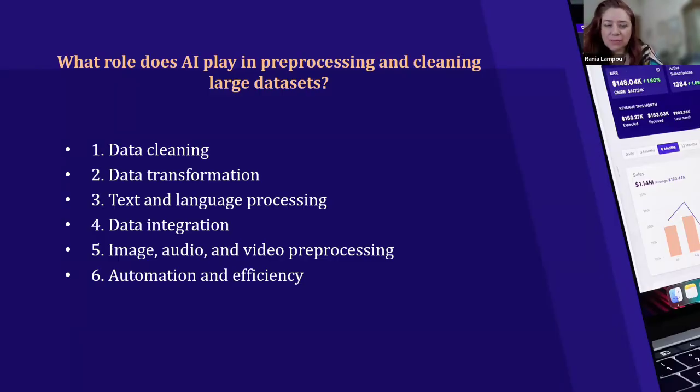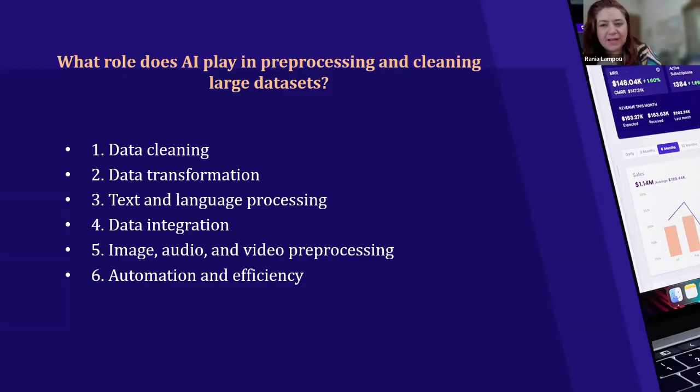Then we have text and language processing. AI can parse and tokenize. We want to explain tokenization. It can tokenize and lemmatize text data, detect language, and remove stop words. Sentiment and entity recognition, because AI identifies meaningful phrases, topics, or emotional tones in textual data. This is very interesting.